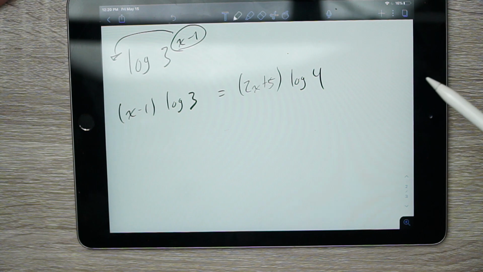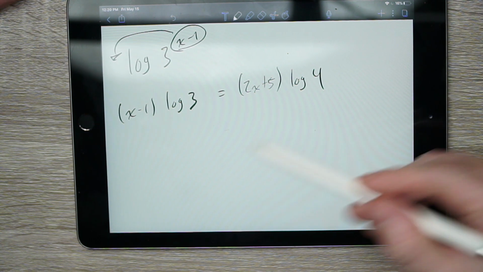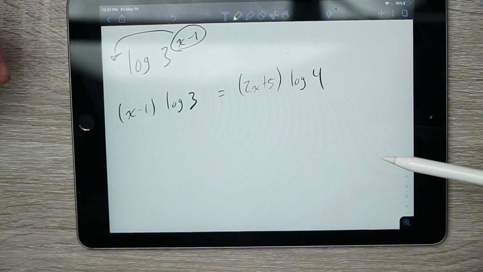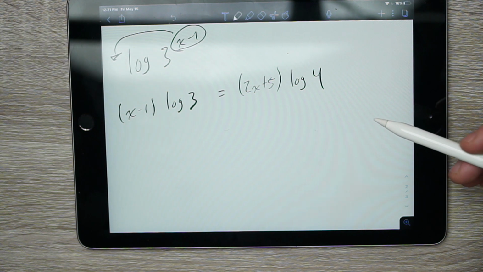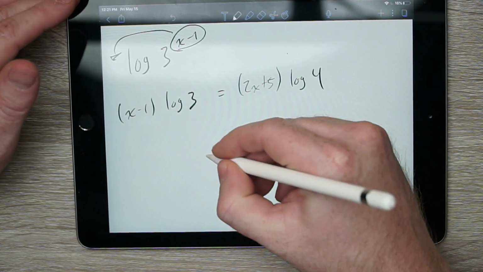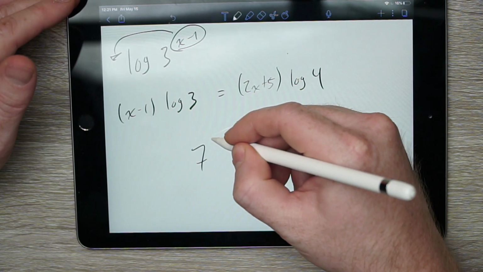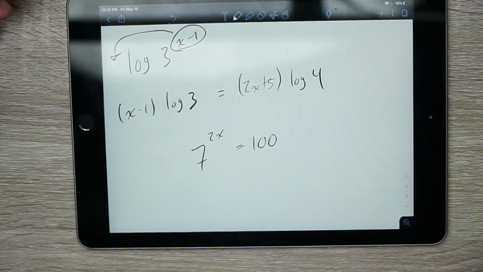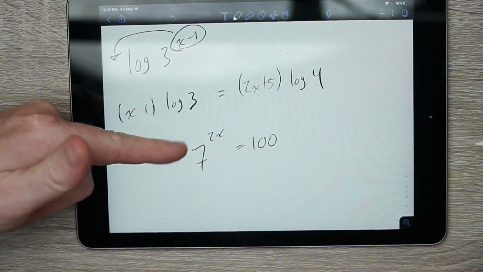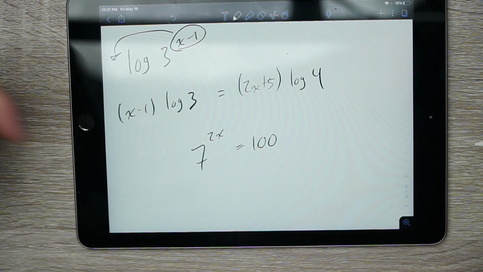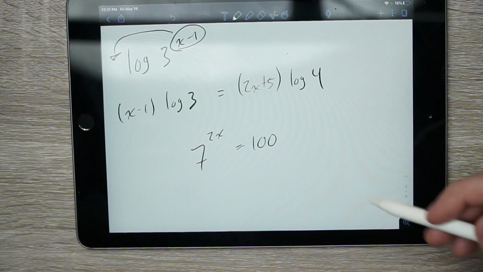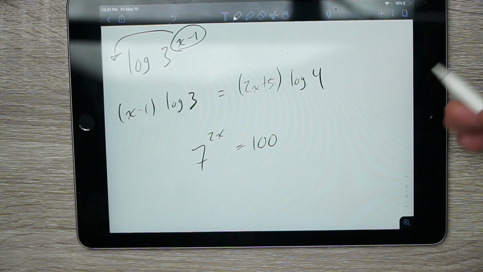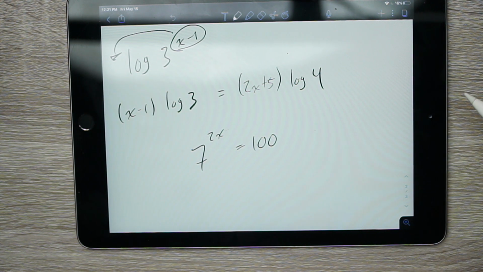Now this equation looks a little bit more approachable because it's not tied up in the exponent. And that is the only way to bring down a variable that's in the exponent. So if you ever have something like 7 to the 2x equals 100, the only way you're going to be able to isolate that x is with this property of log. So if you see another question like this, just know that it's testing that same skill.